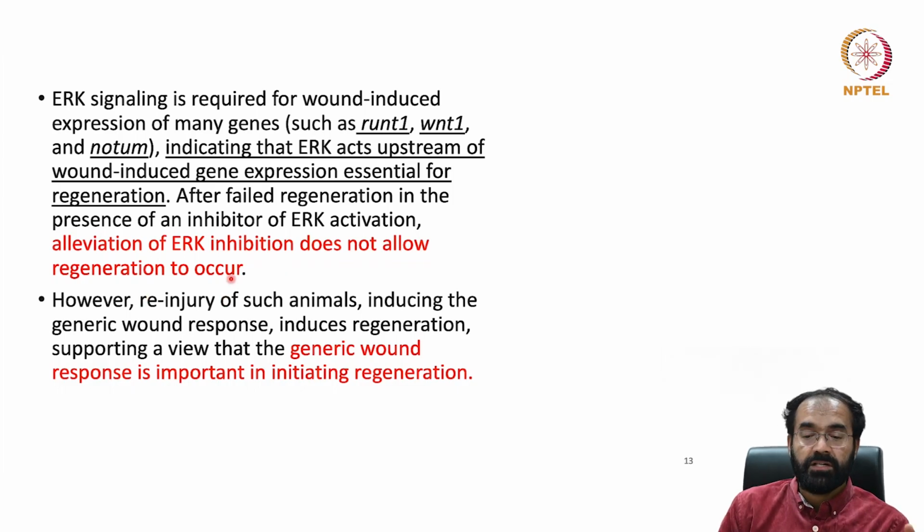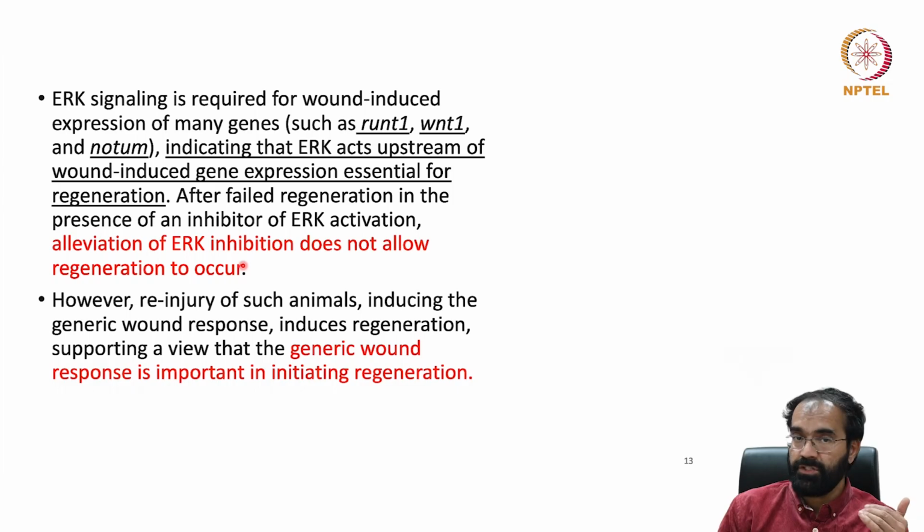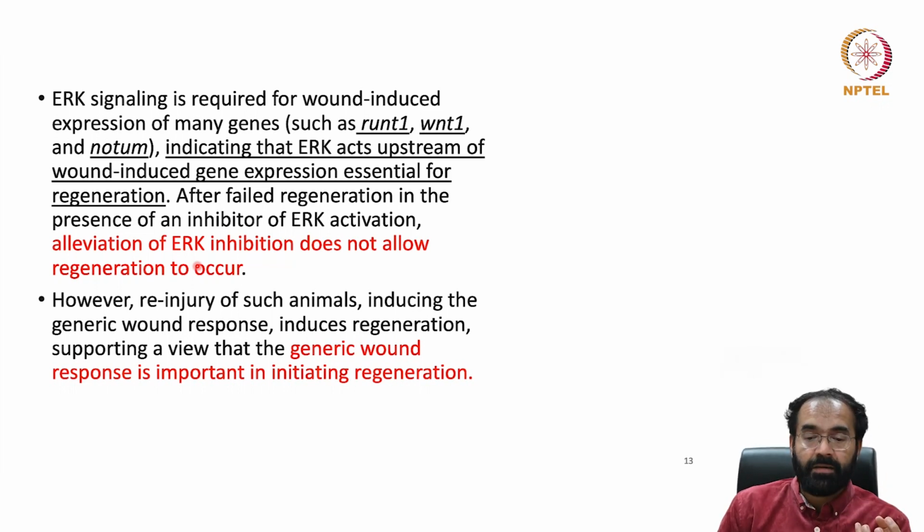Regeneration fails in the presence of an inhibitor of ERK activation, and alleviation of ERK inhibition does not allow regeneration to occur. If you prevent the ERK activation, you don't get regeneration, but first you inhibited, then you removed the inhibition, that is called alleviation, and it does not allow the regeneration to occur. So ERK inhibition or ERK activation is controlled in a timely manner.